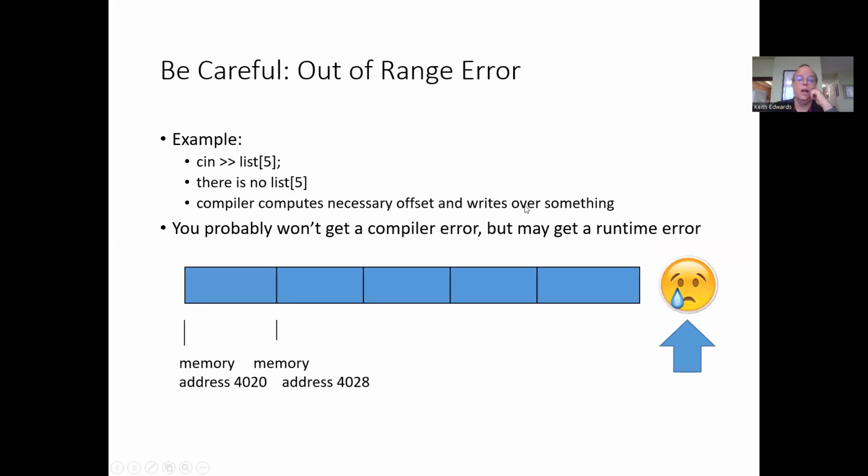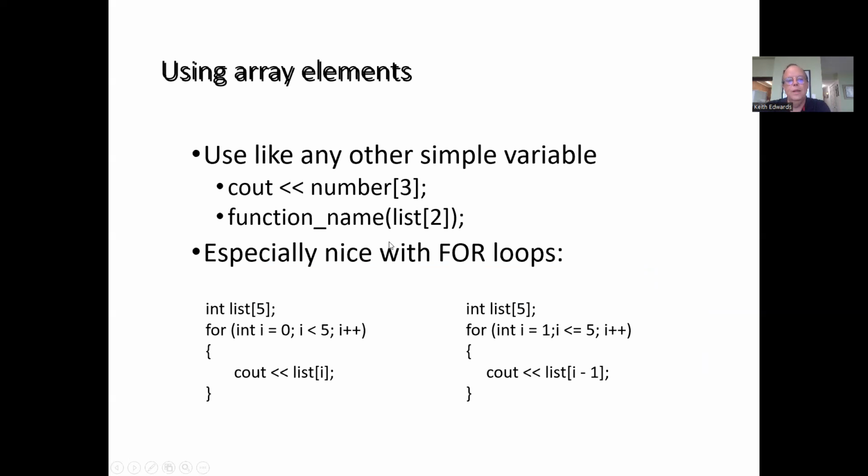And so you can think of these as little blocks in consecutive memory that hold the information contained within the array. The one thing to be careful of is the out of range error. So for example, if we tried to get the 6th element, cout list[5], there's no list[5], even though we said it was 5, it goes between 0 and 4. The compiler will still compute the necessary offset, and it may write over something, or may give you a runtime error. Some compilers are kind of clever on detecting this, so it really depends on the compiler writer and the runtime environment. You kind of don't want to leave those things to chance when you're programming. So just be careful with the bounds in the array.